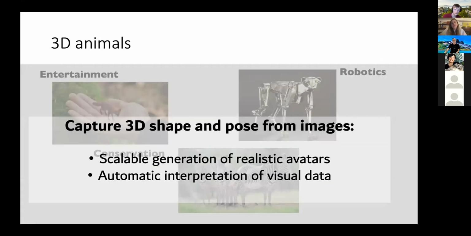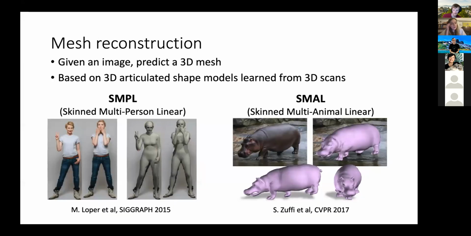All of these applications require capturing 3D shape and pose from images, to go from scalable generation of realistic avatars to the automatic interpretation of visual data. And this process of estimating the 3D shape and pose of animals from an image is what we call mesh reconstruction. Usually this is a model-based approach based on 3D articulated shape models, which are learned from 3D scans.